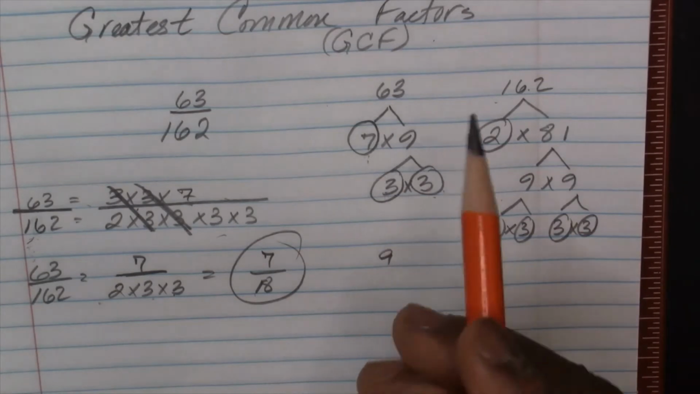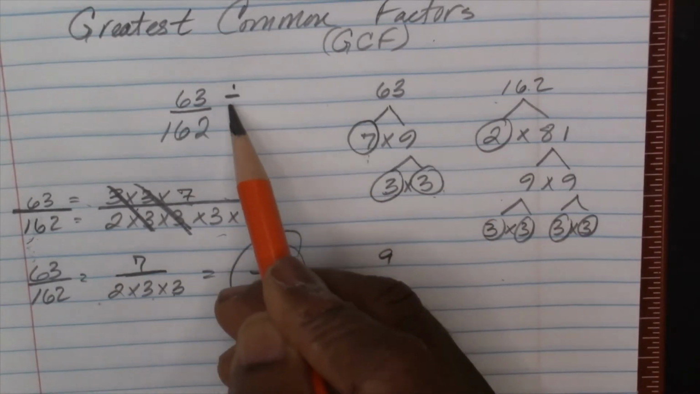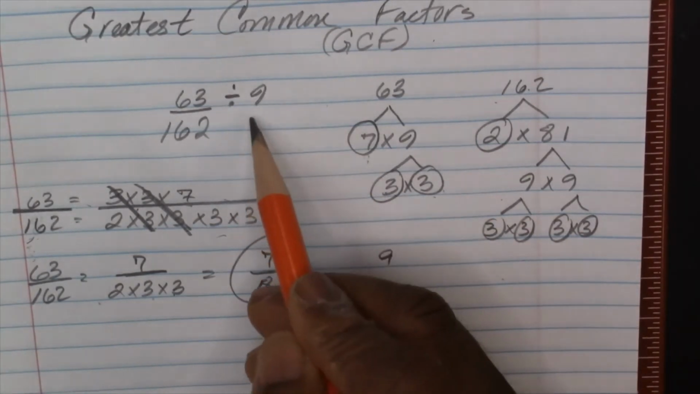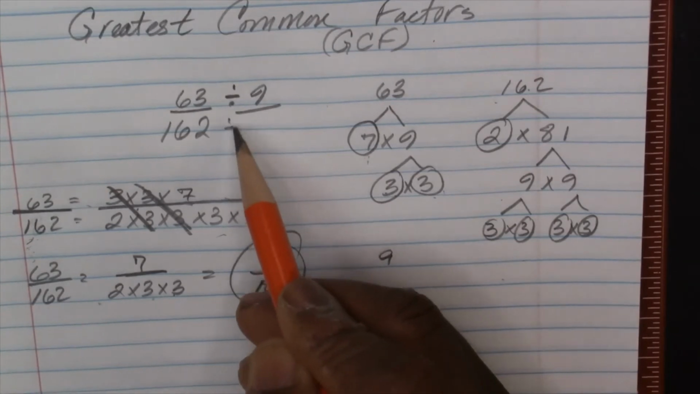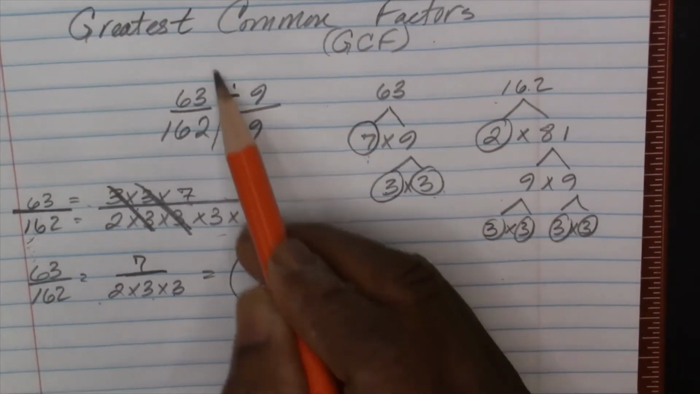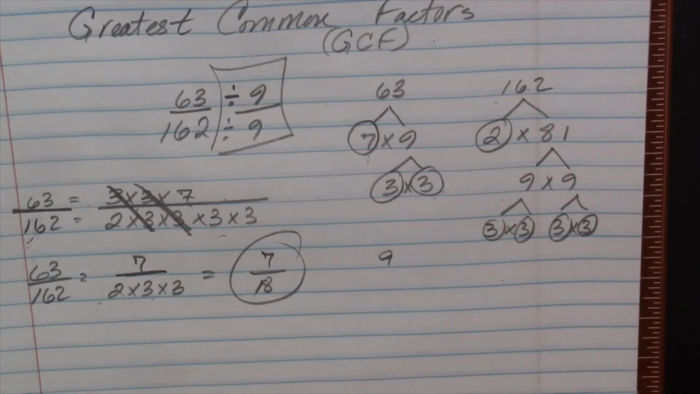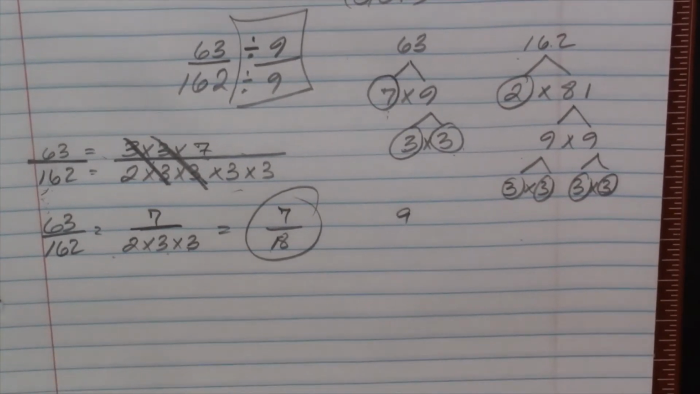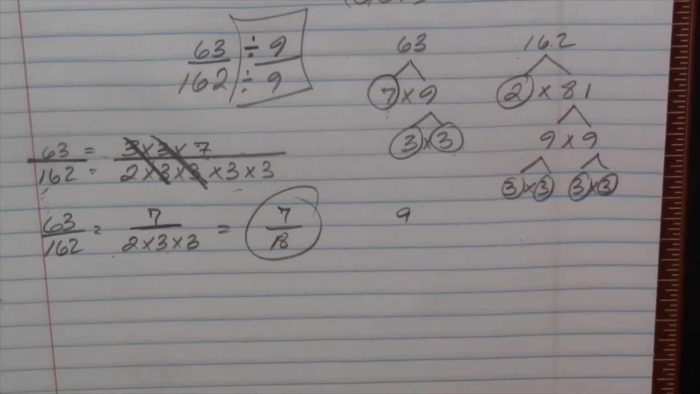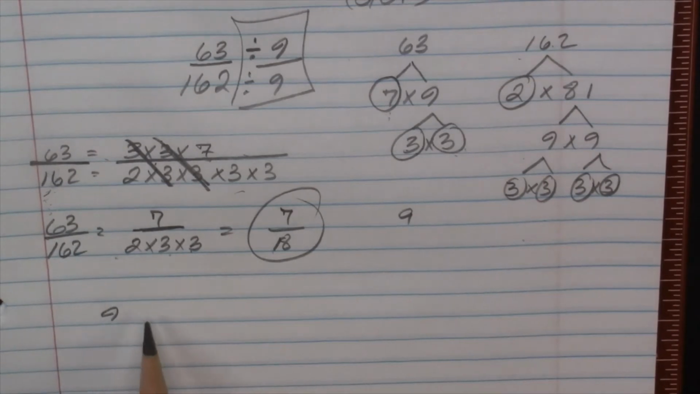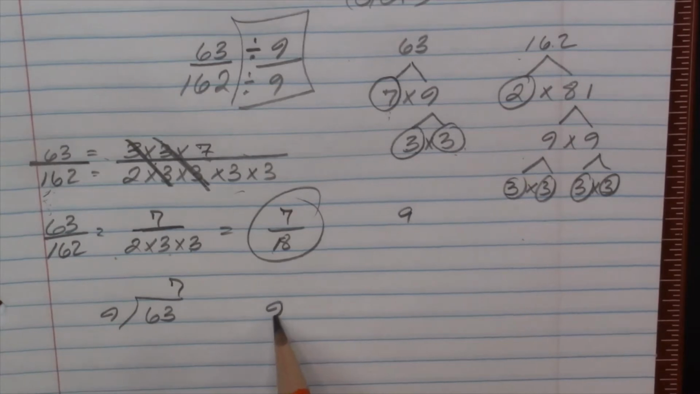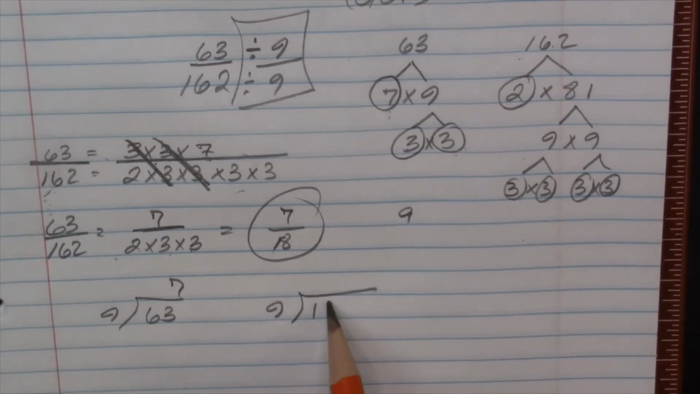So I'm going to check my work again. I'm going to do 63 divided by 9. And I'm going to do 162 divided by 9. That's my ugly one. If I would have known that was my greatest common factor, I could have done that early. But I have 63 divided by 9. So 9 goes into 63, and we know that's 7 times. And then 9 goes into 162. Well, I need to do some work.